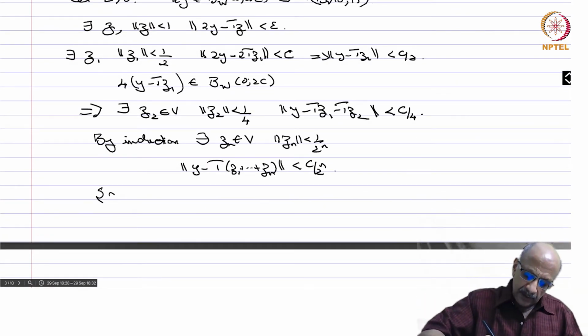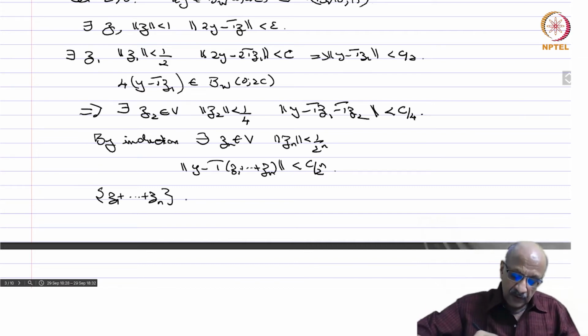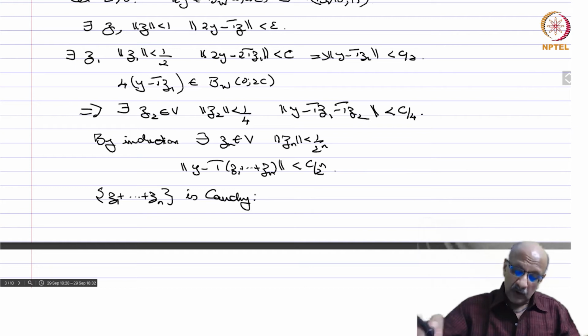So look at the sequence of partial sums z1 plus ... plus zn. What is the difference of two consecutive terms? The difference of two consecutive terms is z(n+1). Its norm is less than 1 by 2 power n plus 1. Sigma 1 by 2 power n is a convergent series, and therefore this is Cauchy. So this is a fact which we have already used before. If you have a sequence xn such that norm of x(n+1) minus xn, the difference between two consecutive terms, is less than an, and sigma an is convergent, then xn is a Cauchy sequence. So this is the fact which we are using.